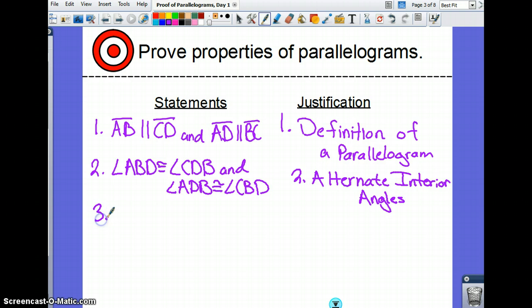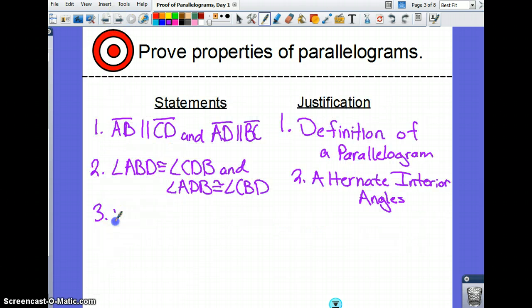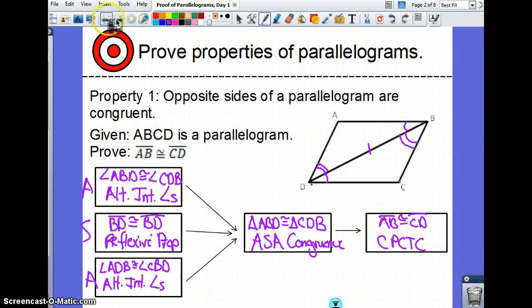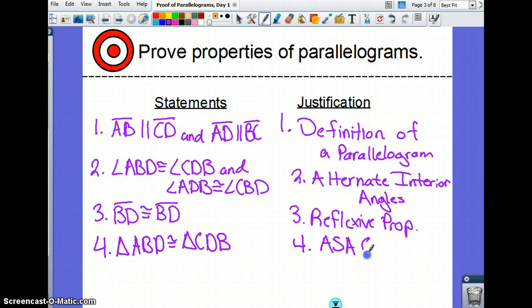All right, step number 3. Reading it from left to right, I've taken care of these two angles. Now I need to say something about that side. So we've got BD is congruent to BD. The justification for that one was the reflexive property. Come back here. So I've taken care of all these. So all these arrows lead into this one right here. So I need to talk about my triangles next. So step number 4 is going to be triangle ABD is congruent to triangle CDB, and that is by angle side angle congruence.